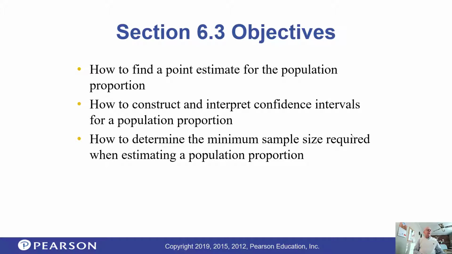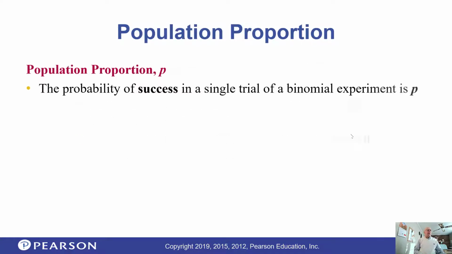3 points we want to hit. Of course, a point estimate. What's our best estimate of what that proportion is? How about a confidence interval, perhaps? And before we actually start doing anything, we need to get our minimum sample size before we actually do the sampling. So the probability of a success is p. That should sound familiar.